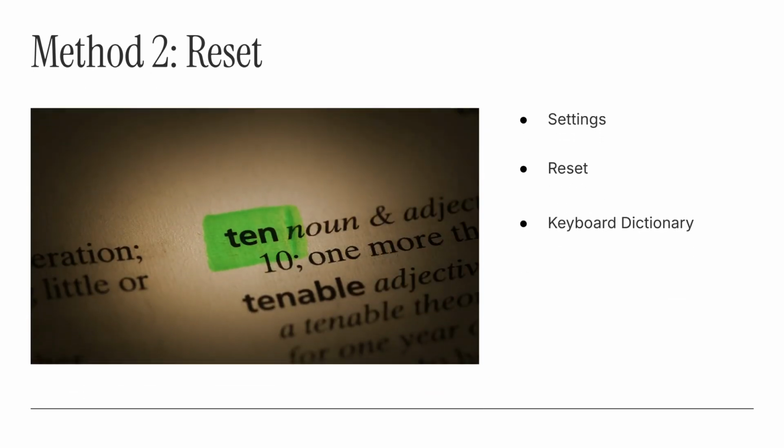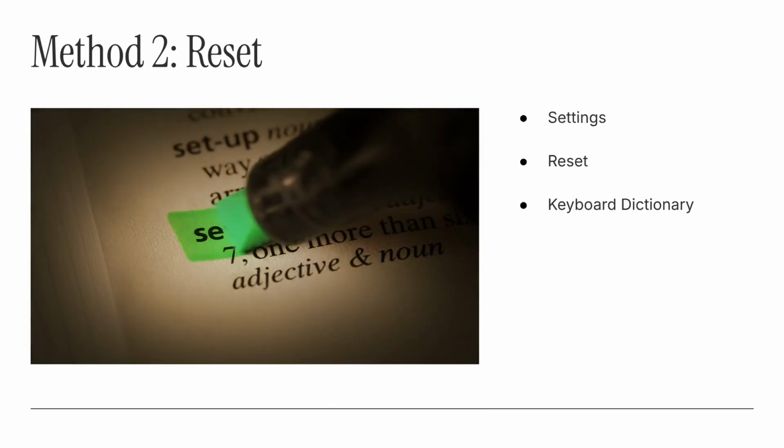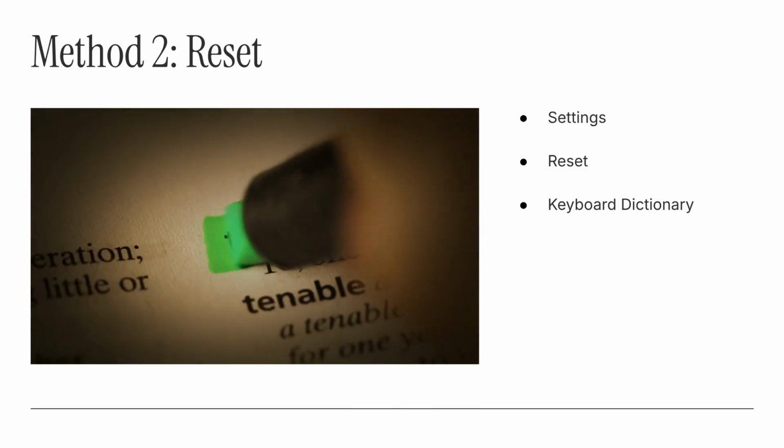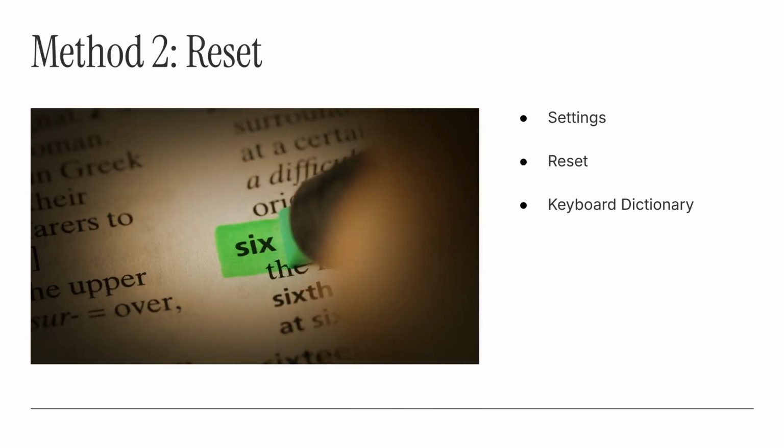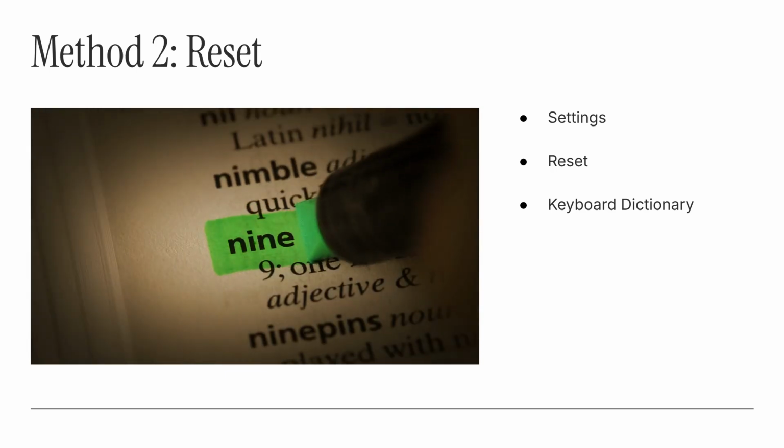Next, let's reset the keyboard dictionary. In Settings, go to General, then Transfer or Reset iPhone, select Reset, and choose Reset Keyboard Dictionary. This clears all learned words.